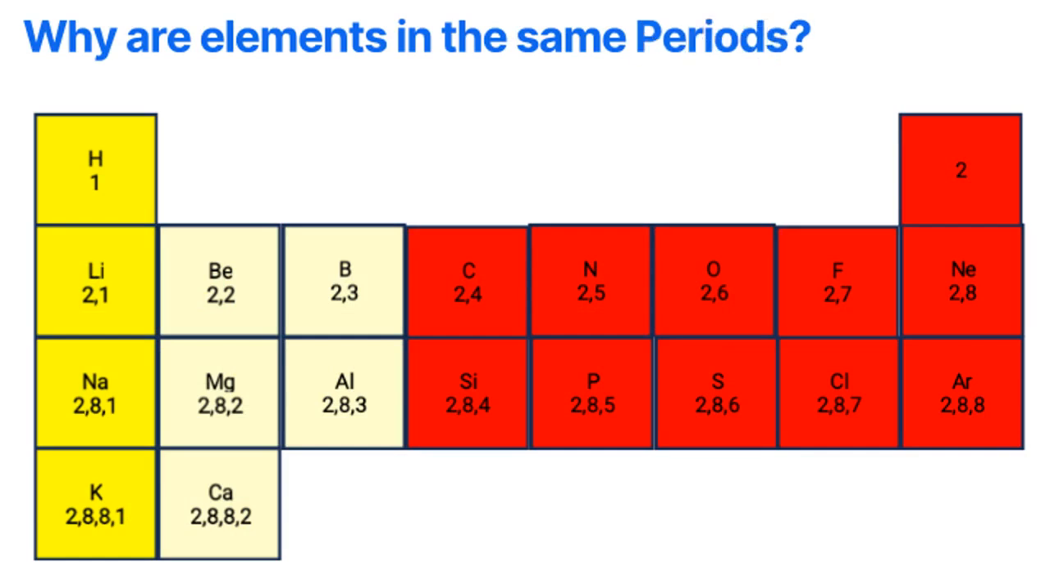Elements in the same period have the same number of shells. For instance, lithium, carbon, oxygen, and neon all belong to period 2. They each have 2 shells.